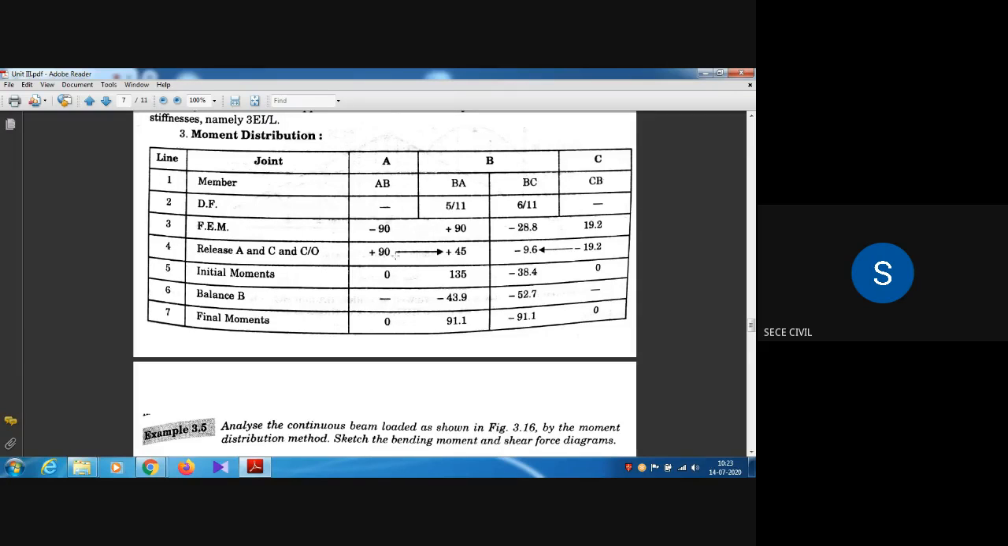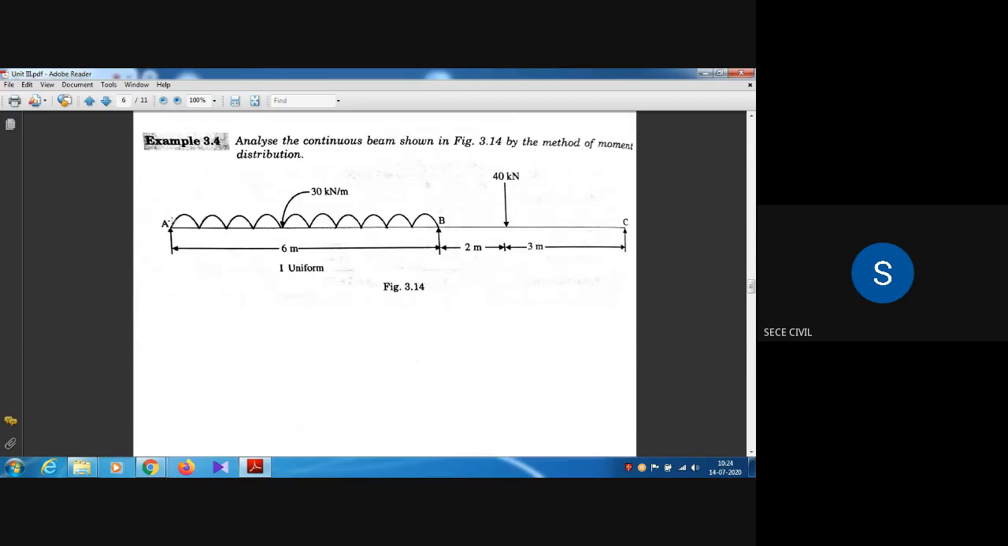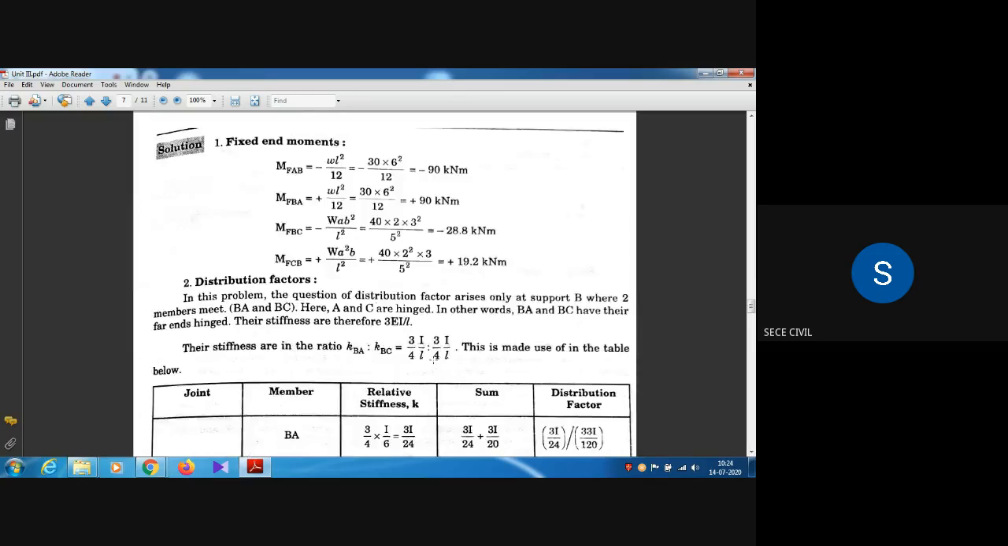We are applying a clockwise moment only, so half of the clockwise moment will go to joint B. So 90 divided by 2 is plus 45, and plus 45 will transfer to member BA. We are applying in AB an additional clockwise moment of 90 kilonewton meter, so half of the moment will carry over to joint B, that is member BA. 90 divided by 2 is plus 45 kilonewton meter.